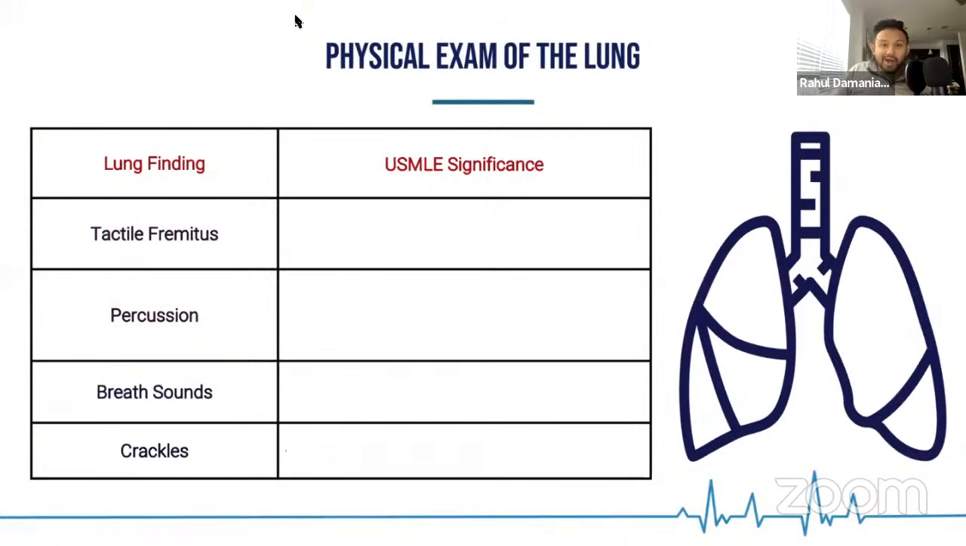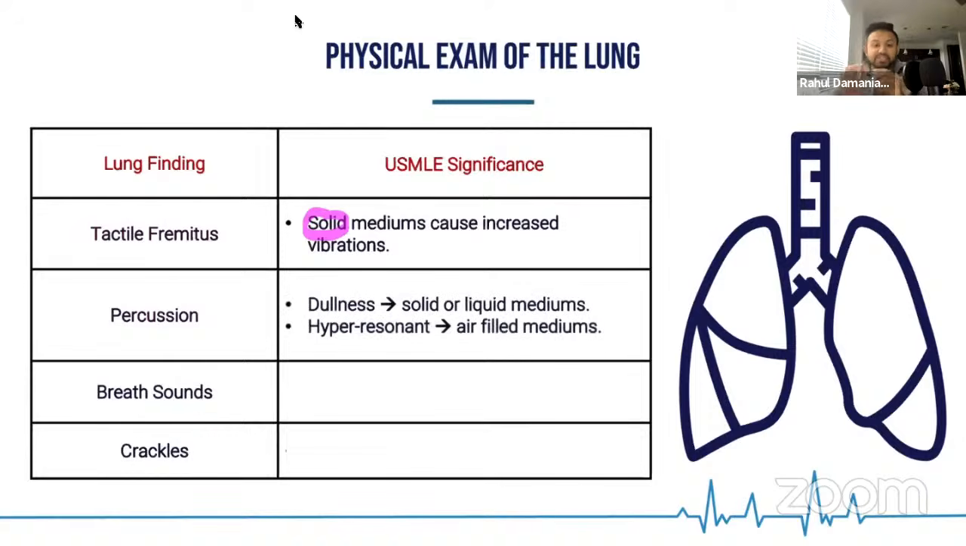Here is the quick and dirty on how I think about the lung exam for the USMLE. Tactile fremitus essentially is me putting my hands right on the back of the chest. And if there is going to be a solid medium, i.e. some sort of consolidation like pneumonia, you're going to get increased vibrations on your hands. Percussion is going to essentially be dull when you have solid or liquid mediums. For example, like a pleural effusion, if you start tapping on the back, you're going to have a dullness to percussion.